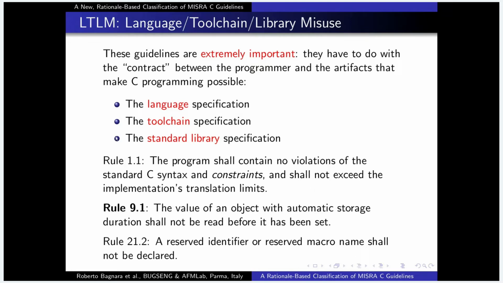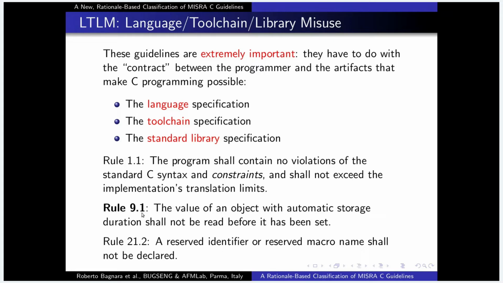So you see that here we have a first part of the rule before the comma that has to do with the language specification, and the second part, shall not exceed the implementation translation limit, has to do with the language specification and the toolchain specification. So every implementation of C has limits. For example, there may be a maximum number of cases in a switch, and you have to be aware of this, because if you exceed this limit, your toolchain, your compiler, may do something that you don't expect.